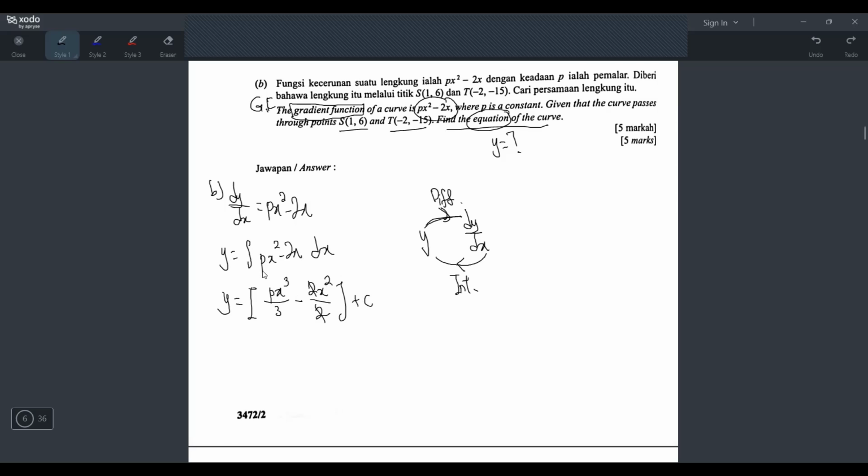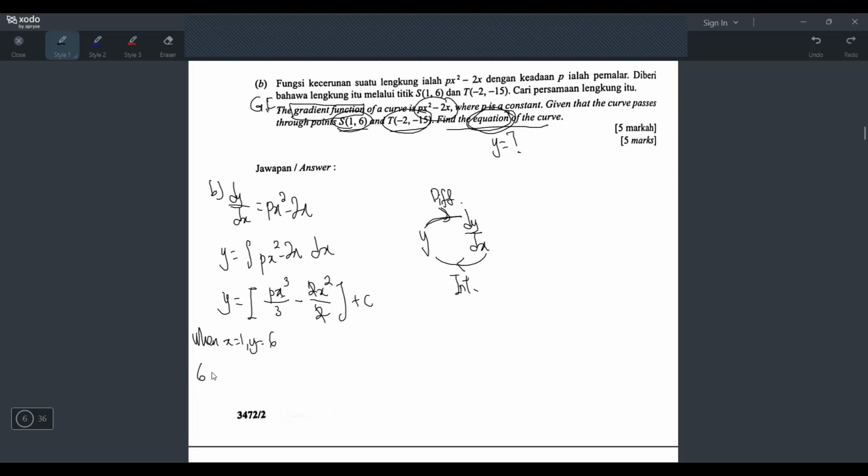And now you have to find the P and the C, right? Because when you find equation of curve, it can only be in terms of X. It means the C and P have to find it. You don't stop your answer here. So how to find your P and C? Well, you can ganti X and Y dalam equation ni. That's why they give you 2 points, yang ada passes through. So the first point is 1, 6. So I will ganti when X equals 1, Y equals 6.